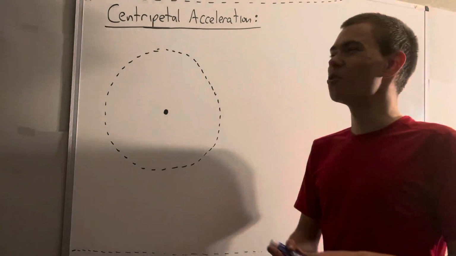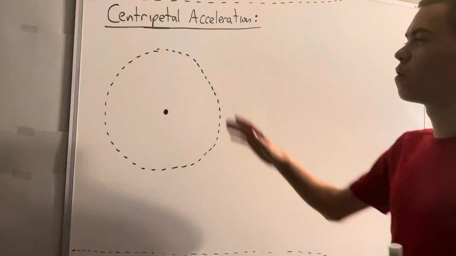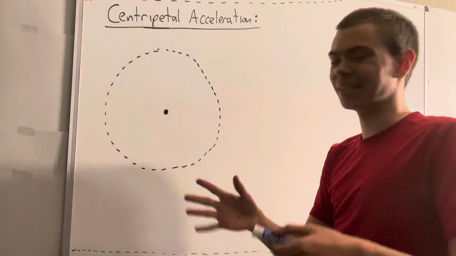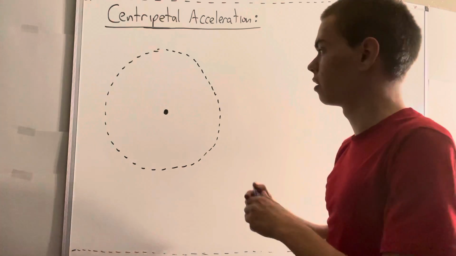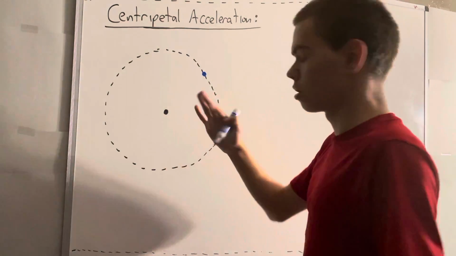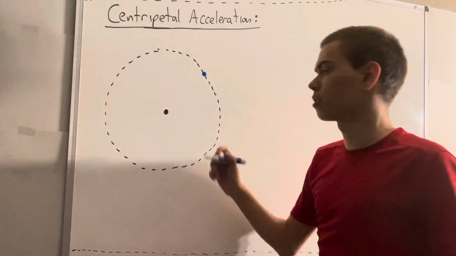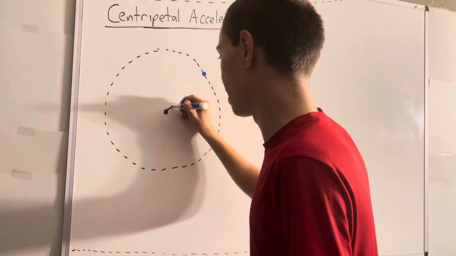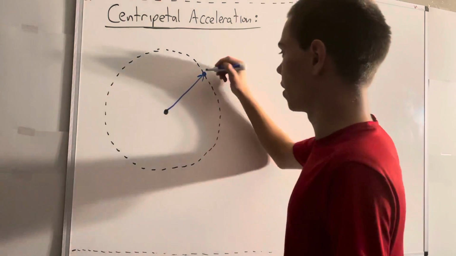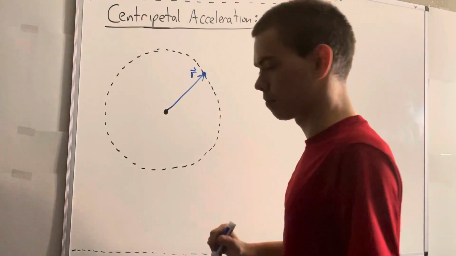In this video, we're going to derive the equation for centripetal acceleration. The way it works is basically we have an object moving in a circle. So we're going to say that our object is right here. The position of this object we could represent as a position vector, which points from the center of the circle to the object. So this would be our position vector.